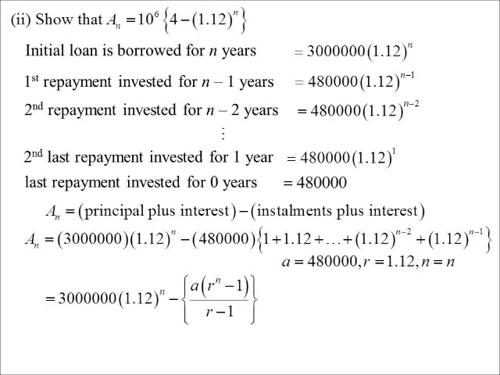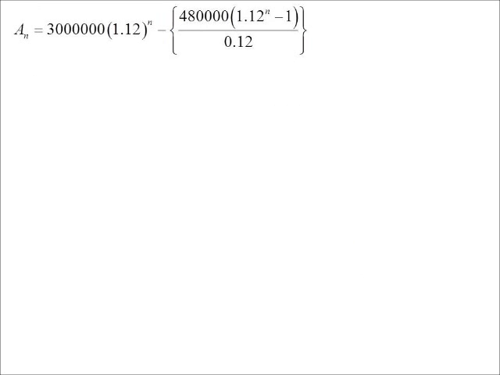This time I did factorise out the 480,000, although for some reason I still wrote down first term's 480,000. Go figure. Okay, the ratio is 1.12. Number of terms is n, of course. Subbing that into our formula. There we go.